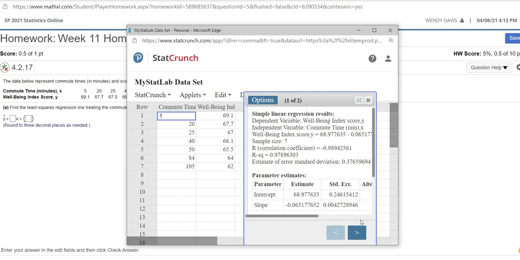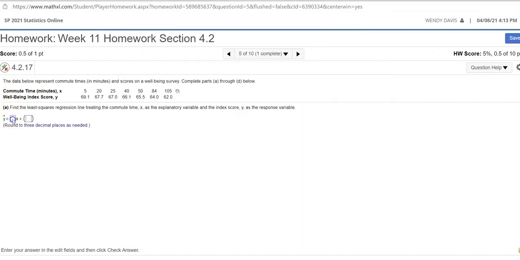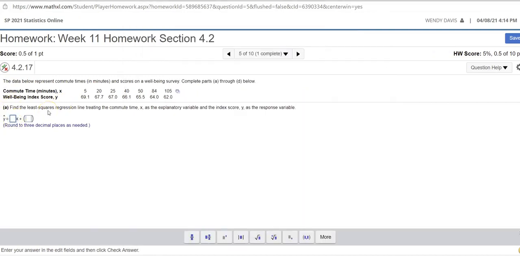Okay, it said round to 3 decimal places, so this value goes in front of X, and this value goes in front of the box that doesn't have X. And I'm rounding to 3 decimal places.